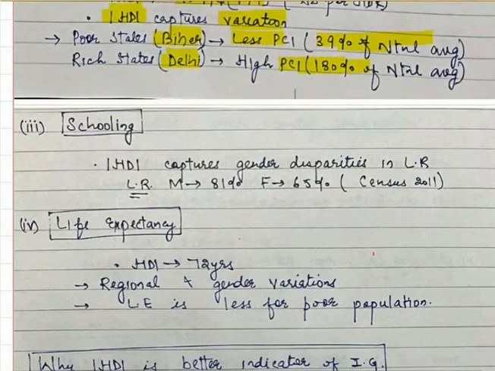Then next parameter of HDI, that is schooling or education. Now, what does IHDI do? It measures gender discriminations in literacy rate. We may say India's literacy rate is 70%, 75%, but that doesn't mean that both male and female literacy rate is 75%. India's male literacy rate is higher, female literacy rate is lower. So disparity exists over here, inequality exists in this case.